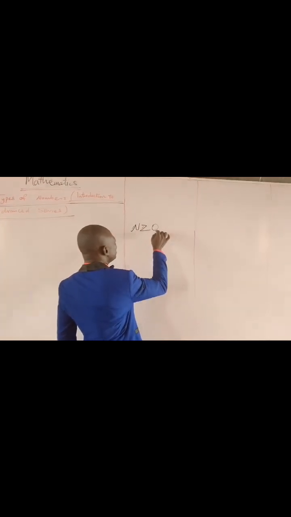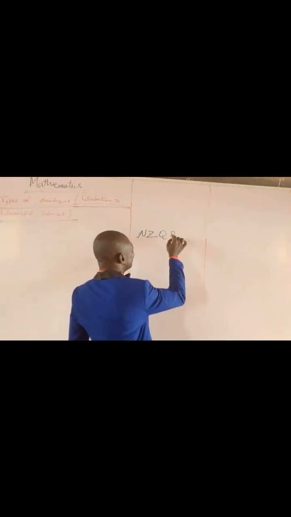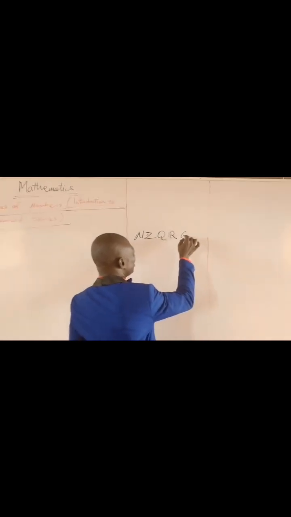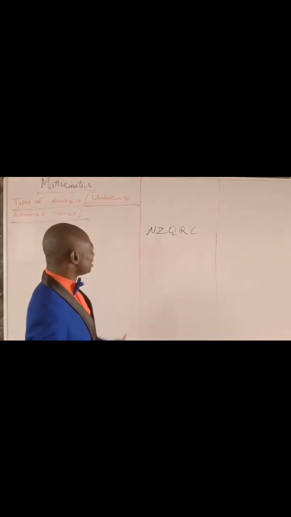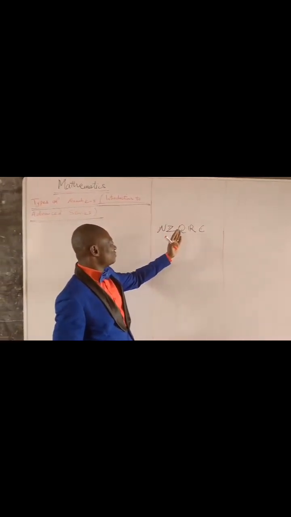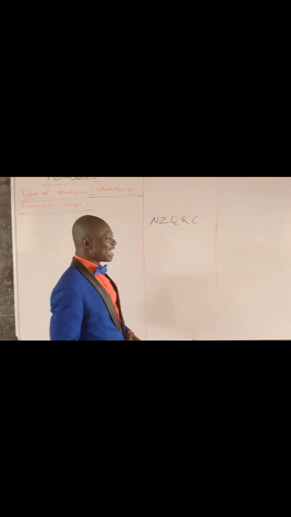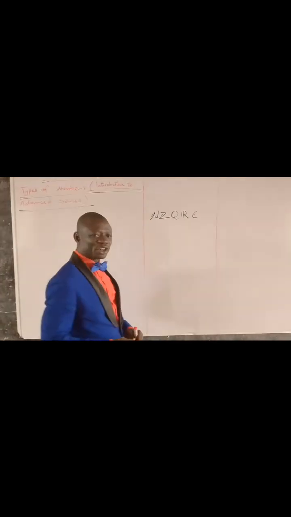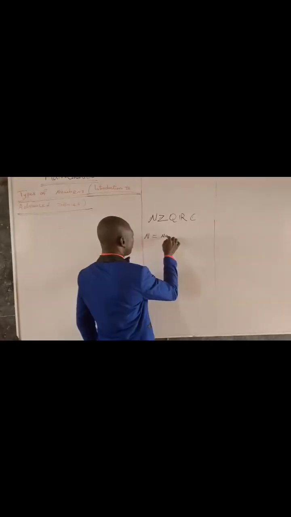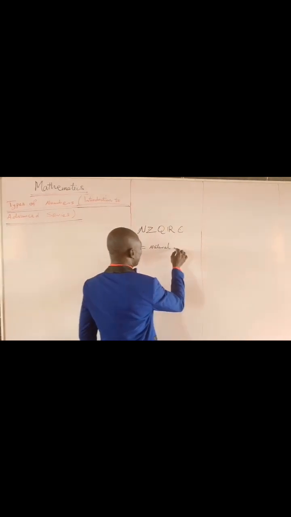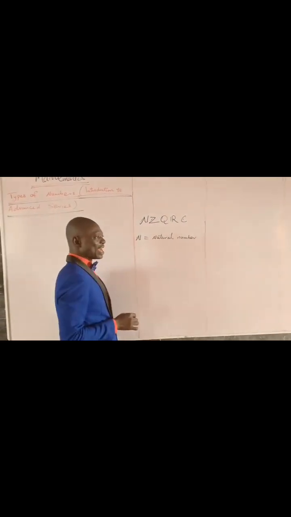N, Z, Q, R, C. Whatever we can call it. And the first one, N, stands for natural number. Natural number. Yes, it's conventional to make it appear like this.